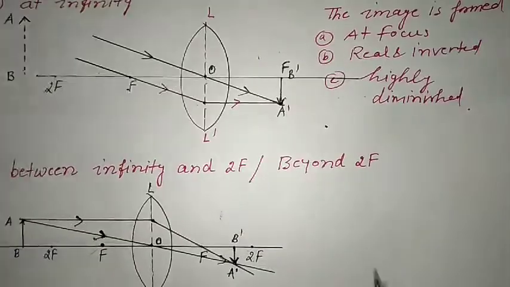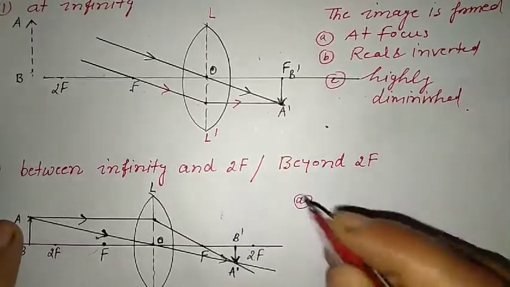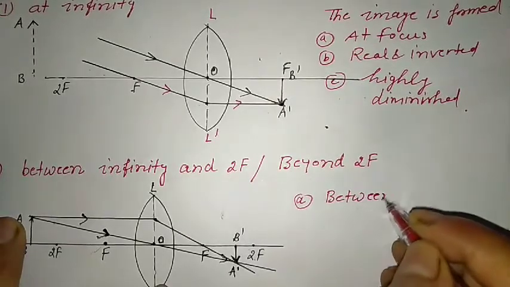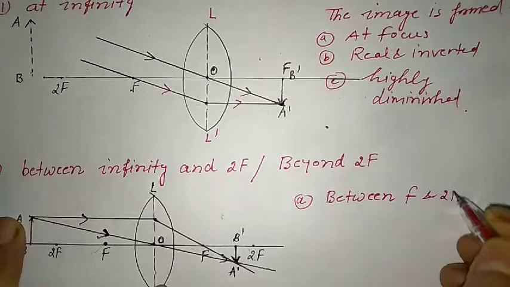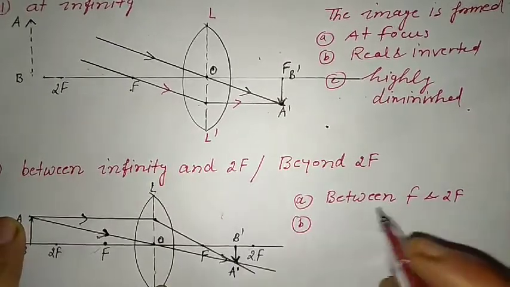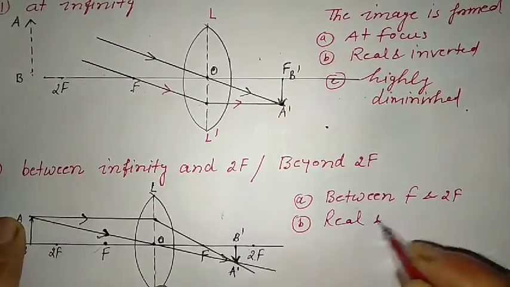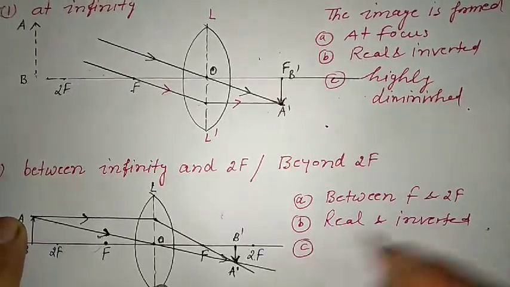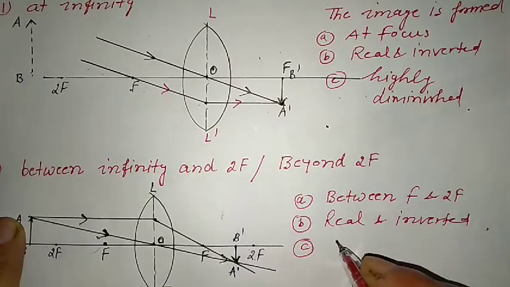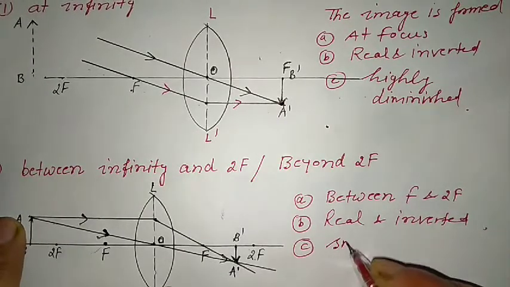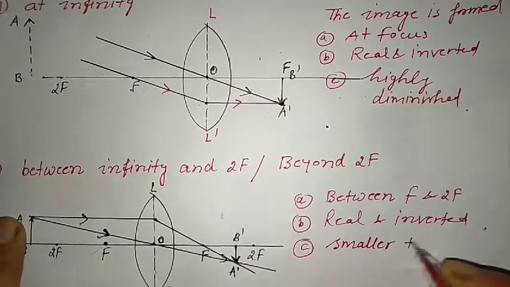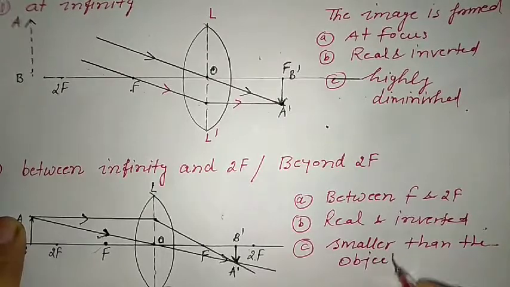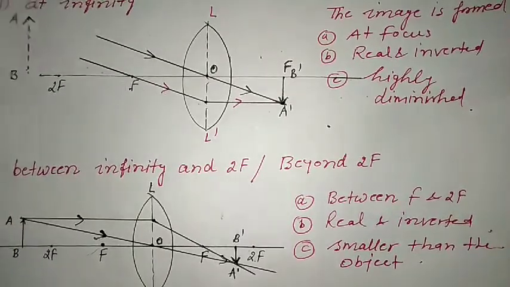So what type of image is formed? Where is the image formed? A part: the image is formed between F and 2F. B part: real and inverted. C part: it will be smaller than the object. So this type of image is formed.